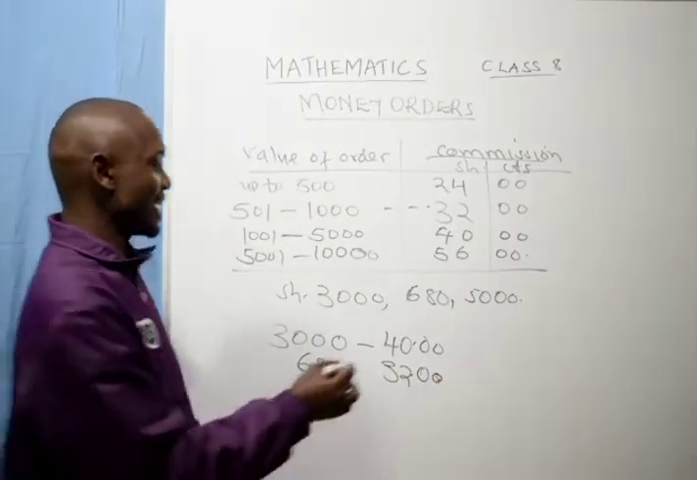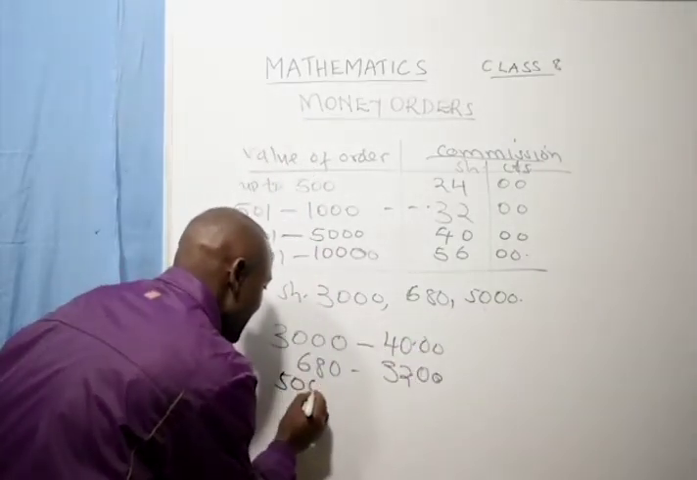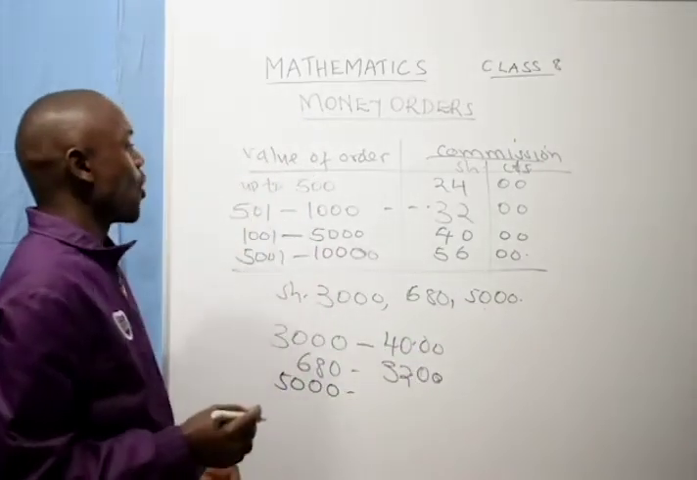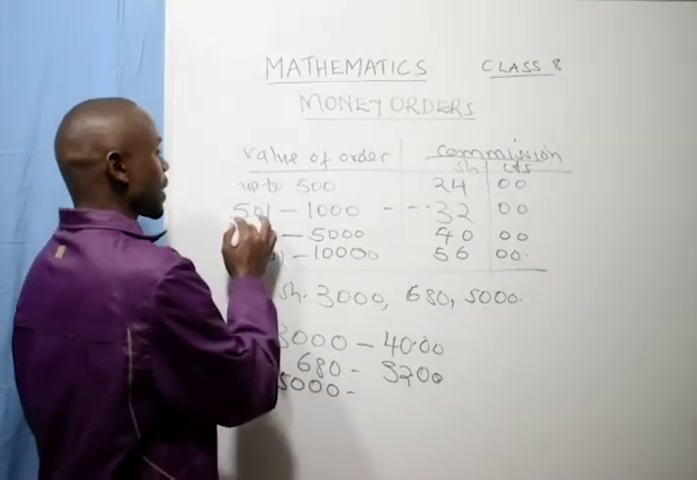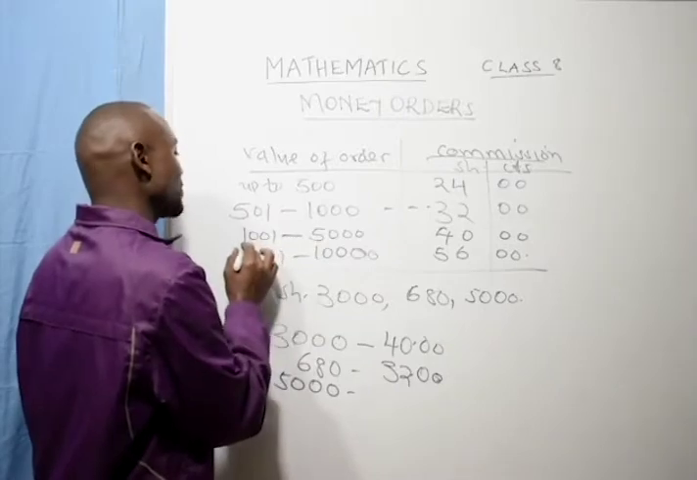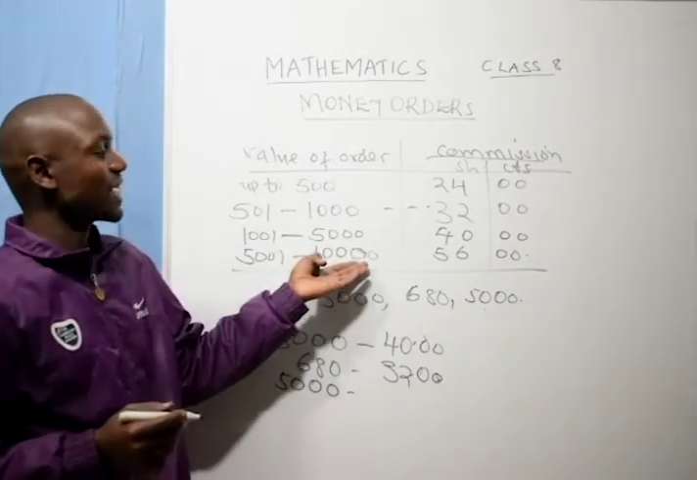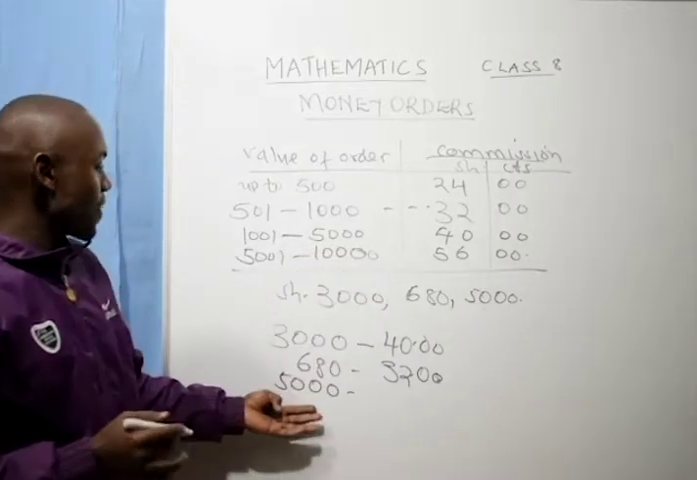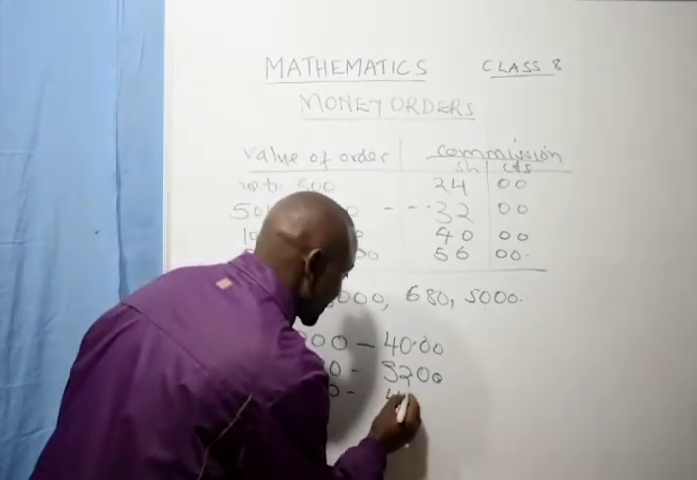Then lastly, he sent money worth 5,000 shillings. In which range does 5,000 shillings fall? Is it from 501 to 1,000, or 1,001 to 5,000, or 5,001 to 10,000? You realize that 5,000 shillings is in this range, so you pay 40 shillings.